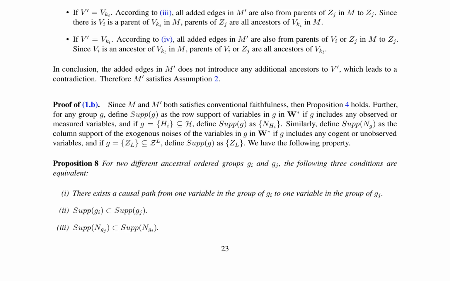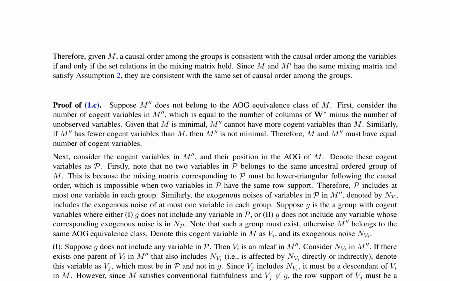The authors then define sup G as the row support of variables in G in W if G includes any observed or measured variables, and sup Yang as the column support of the exogenous noises of the variables in G in W if G includes any cogent or unobserved variables. They prove that for two different ancestral ordered groups GI and GJ, the following three conditions are equivalent. There exists a causal path from one variable in the group of GI to one variable in the group of GJ. Sup GI is a subset of sup GJ, and sup Yang GJ is a subset of sup Yang GI.